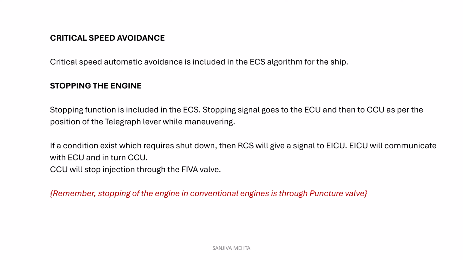Similarly, for stopping the engine, the ECS stopping signal will go to the ECU and then ECU to CCU, and then all CCUs will stop injection through the fuel valve. Remember, stopping the engine in a conventional engine is through the puncture valve. There is no puncture valve here. So here the CCU will stop injection through the fuel valve. Just something like your fuel limiter set to 0, for example.